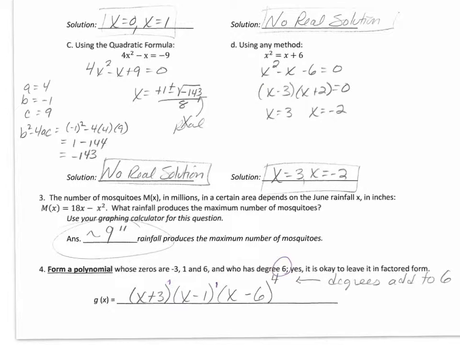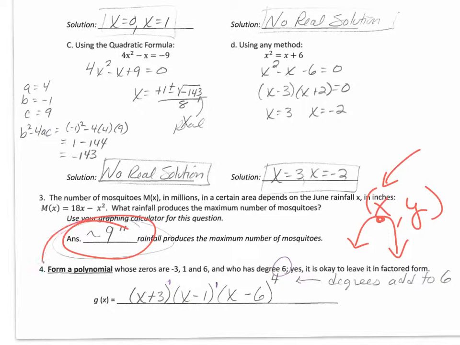You can go ahead and use your graphing calculator, and we know this quadratic is facing down because of the leading coefficient. That means here at the vertex we have a maximum, and the x, y of the vertex, that x is the value we're looking for, and you can find that on your calculator, and it is indeed 9 inches. About, notice the little about sign.